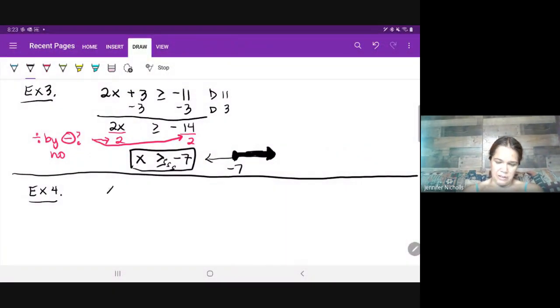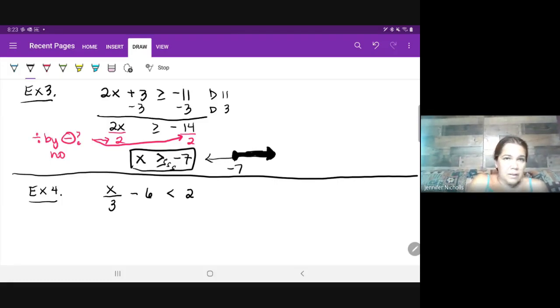Okay. So let's do this one. X divided by 3 minus 6 is less than 2. And then let me see, I think I want to call on some people. So let me go back into my other counter. So if some of you are not talking too much, I'll just call on you, it's fine.